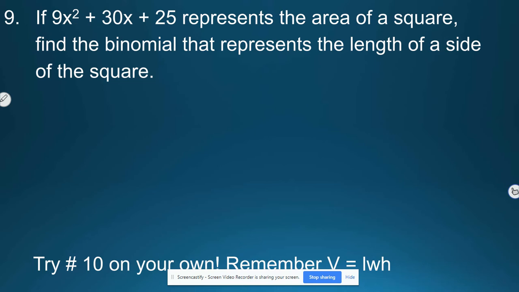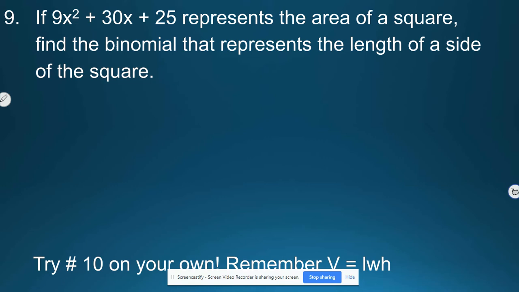All right, back to me for number 9. If 9x squared plus 30x plus 25 represents the area of a square, find the binomial that represents the length of a side of the square. All right, so again, we're talking about a square. Now remember, a square has all the same sides. So we should get two binomials here that are exactly the same if we have a square.